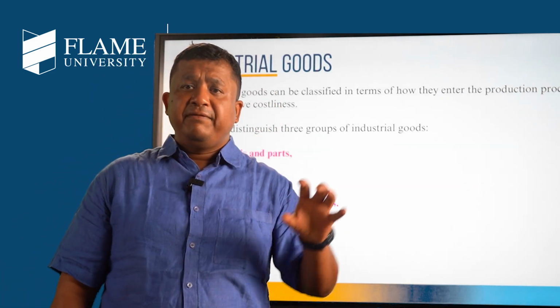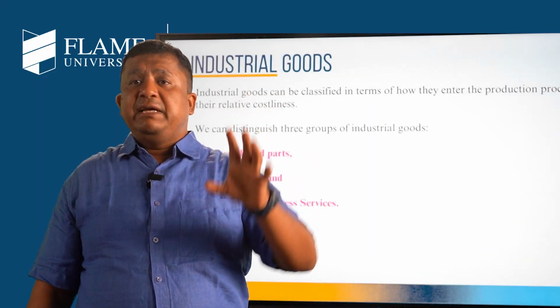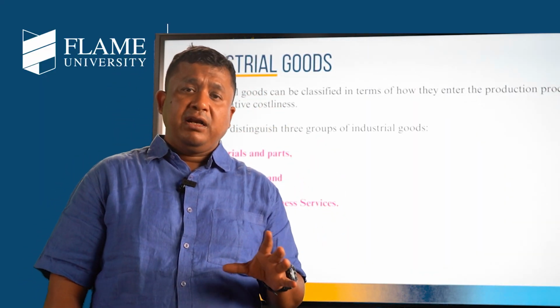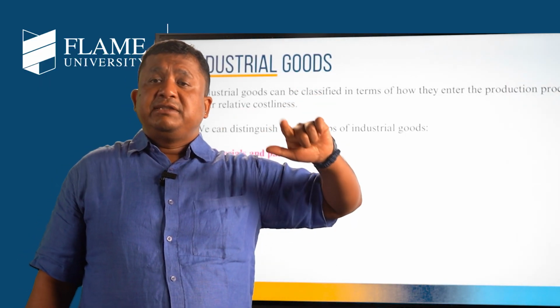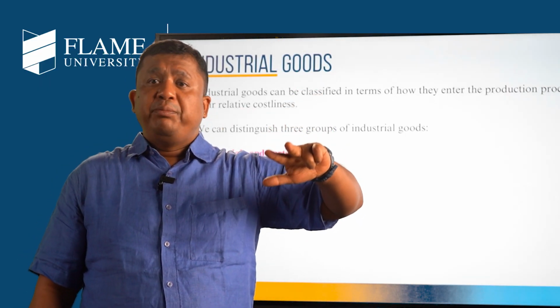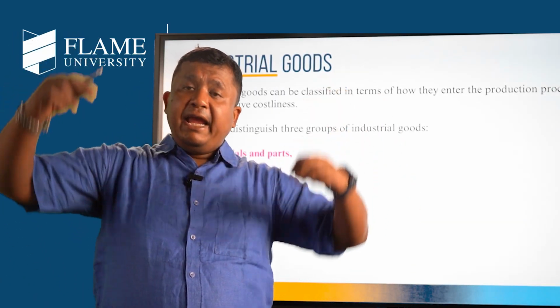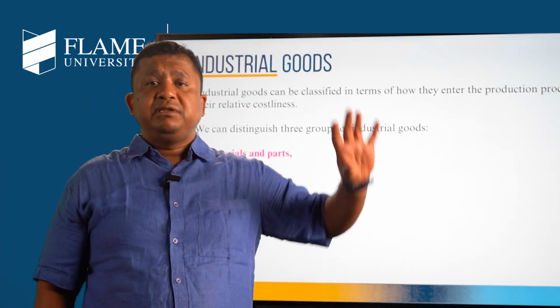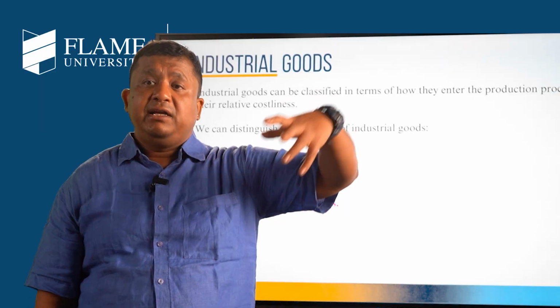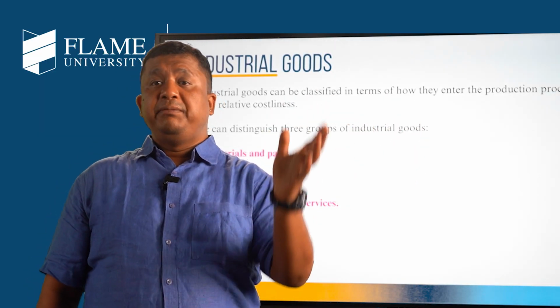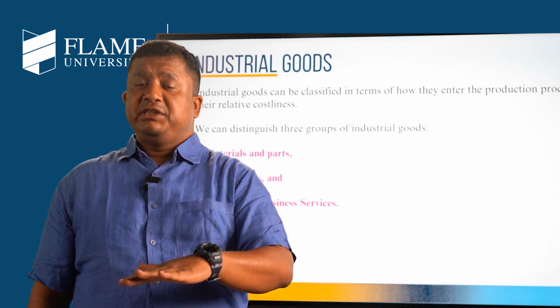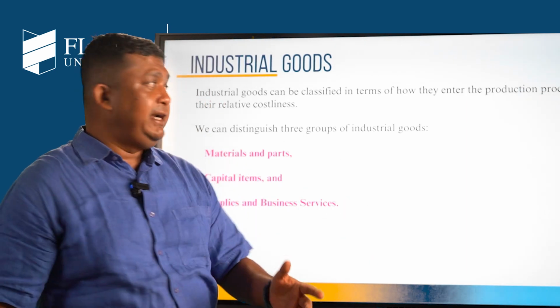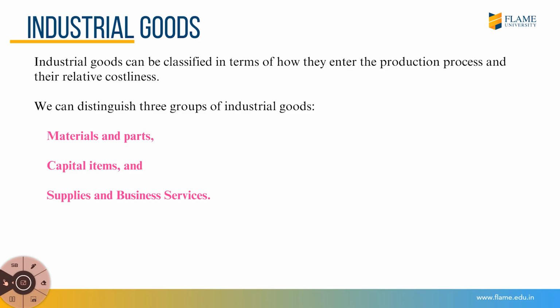This is like a B2B market where, for the manufacture of a car, you need many things. One is steel, second is cloth, third is components, parts, engines. Now again, when you talk about steel, steel does not come in its natural form. It comes in an ore form. It has to be manufactured, processed, and enters a process. After the process is complete, it becomes steel, and from that steel it is molded into sheets, and from that sheet it is molded into a car. You get the idea. So industrial goods are those goods that are classified in terms of how they enter the production process and their relative costliness.